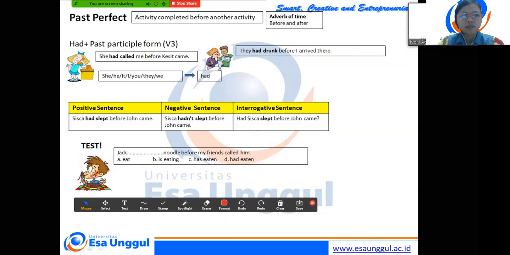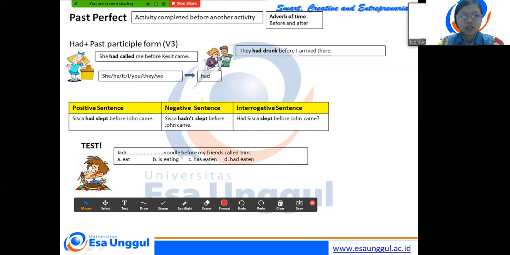Next, past perfect. You use past perfect if you want to tell an activity completed before another activity. So there are two activities. The adverbs of time that you can use are before and after. Now look at the example. She had called me before Kasit came. They had drunk before I arrived there.